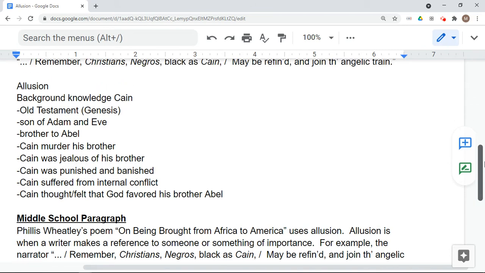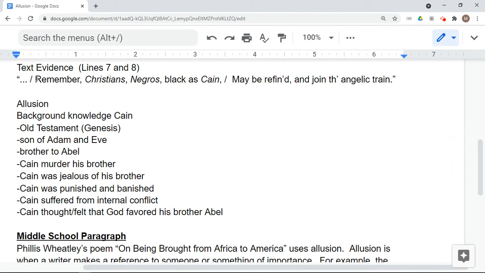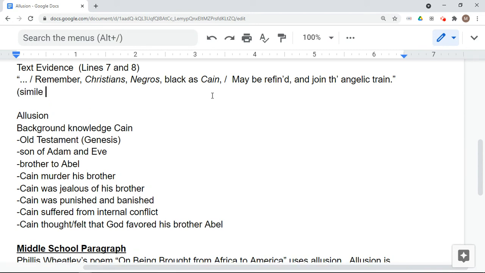angelic train. Okay, so what is Phyllis Wheatley actually doing in this line of the poem? Remember, Christians, Negroes black as Cain. You may notice, hey, Cruz, this is a simile. Isn't that a simile, comparing black to Cain? Yes, you are right. But you have this right next to it: Negroes black as Cain. So who is she really comparing to? It's a simile comparing Negroes or blacks, or you could even argue black Christians, to Cain. So that's really what Phyllis Wheatley is doing in this particular piece here.